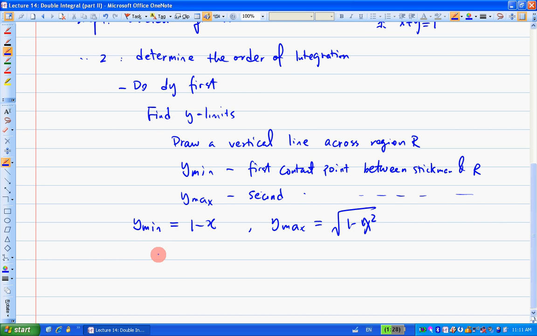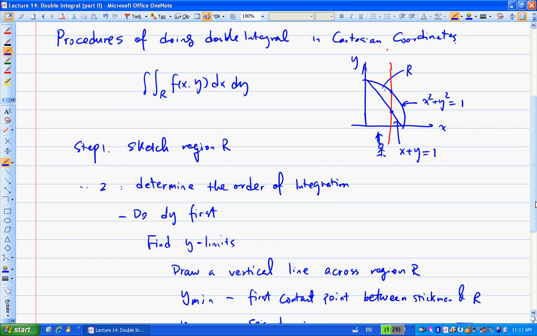The next step is to find the x limits. For the x limits, you have this vertical line here.